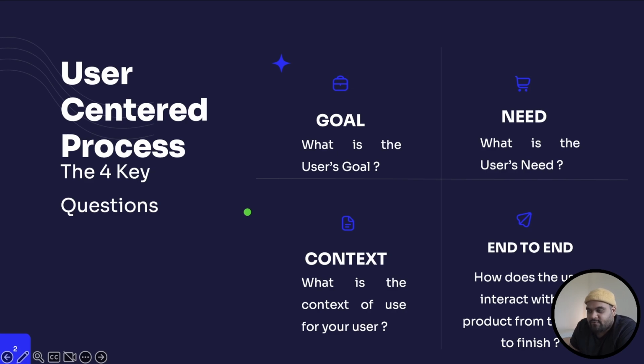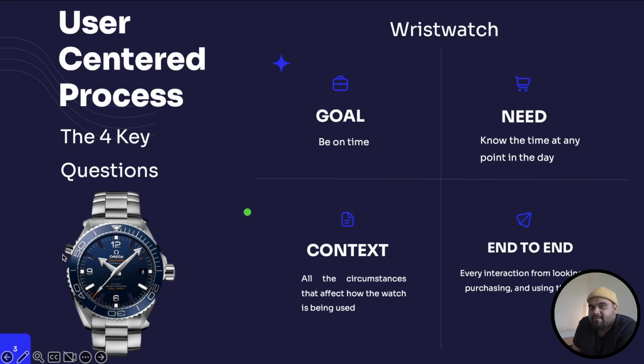Okay. First is goal. Okay. What is a user's goal? What do you want to achieve with the goal? Okay. Second is need. Okay. What is the user's need that he wants to solve? Okay. Then you have the context. Okay. What is the context of your user? What perspective are you keeping? And then you need to define the end-to-end pipeline, which means how does the user interact with the product from start to finish? Pretty easy, pretty clean. All these 4 questions, I would want you to write down and make sure that you have them in your mind. Okay, let's go ahead and let's see an example.